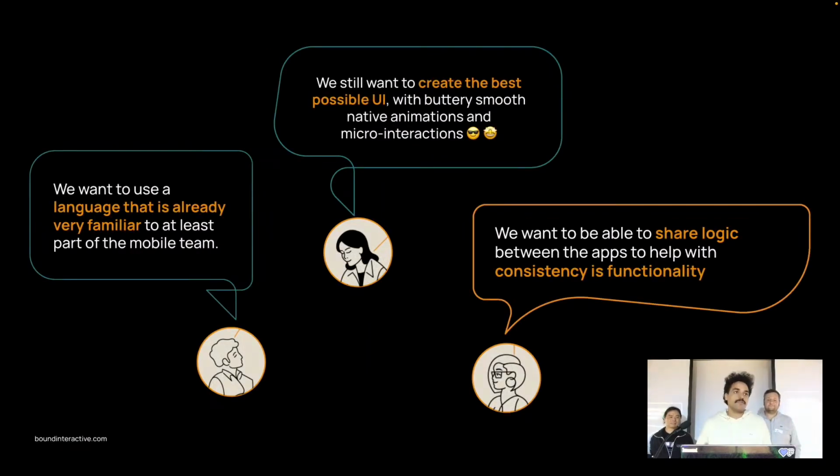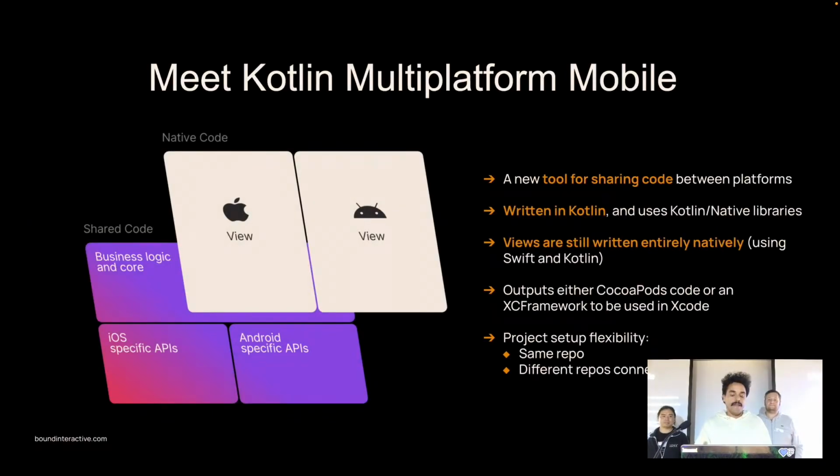So yeah, I guess when we go into terms of planning an app or how we're going to build an app, we kind of have these kind of questions within team members. We got our designer being like, we still want to be able to create the best possible UI, the buttery smooth native animations and microinteractions. We also want a language that's very familiar to the mobile team, so we're not having to learn, for example, Flutter, which is going to be a whole other paradigm, or React Native, which is the JavaScript side of things. We want to be able to share logic between the apps that's going to help us with consistency and functionality. And this is where Kotlin enters the room, or Kotlin Multiplatform.